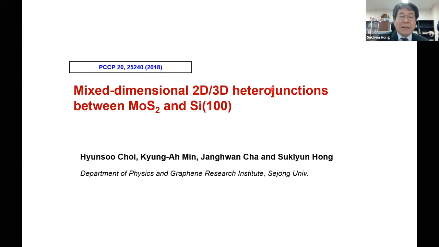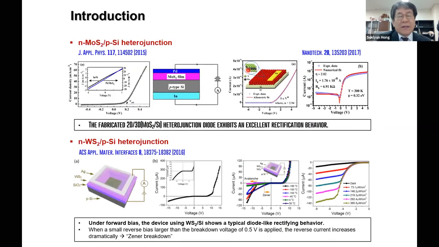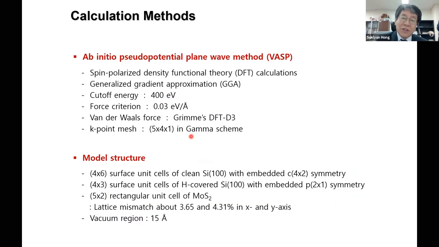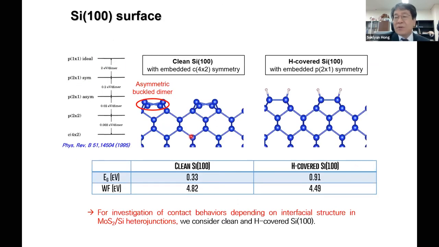This is the third topic, and this is a mixed-dimensional 2D-3D heterojunction between molybdenum disulfide and silicon surfaces. There are several experimental reports showing the PN heterojunction between molybdenum disulfide and the silicon surfaces, and also between tungsten diselenide and the silicon surfaces. And to explain these experimental results, we performed density functional theory calculations to show the electronic properties of these systems.